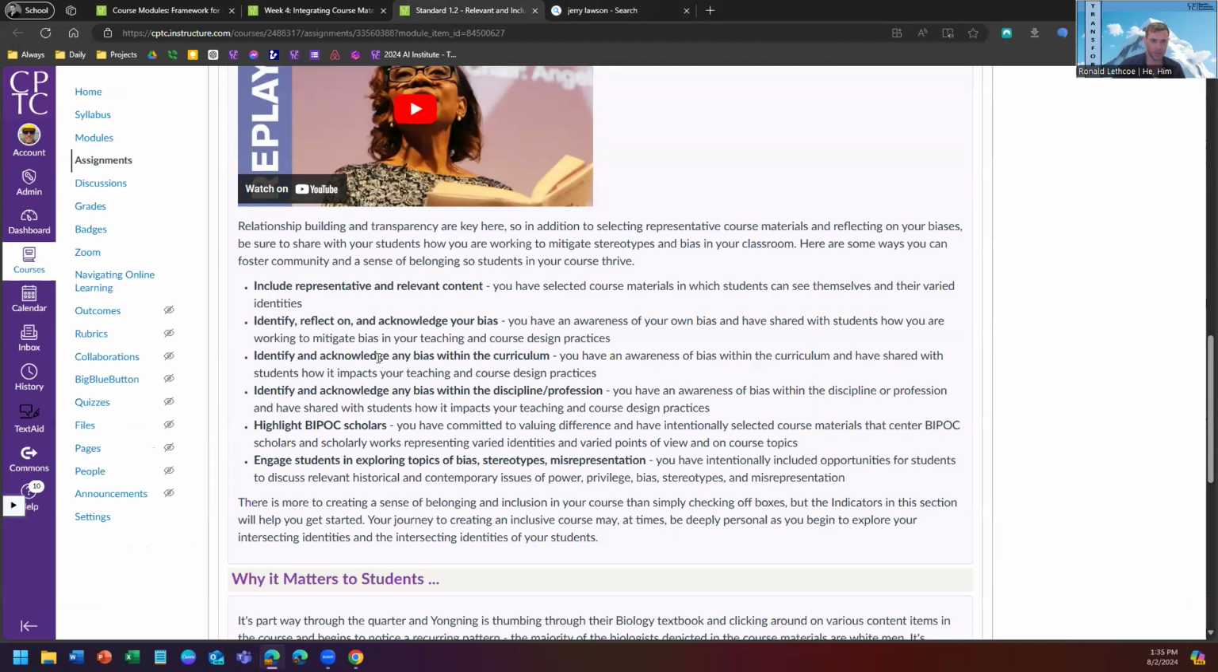Reflecting on, okay, we talked about that. Identify and acknowledge any bias within your curriculum. So as you're going through, and hopefully you're in that mood where you're trying to recognize what people are thinking, why they're thinking it, where they got that view from, and then share it with the students. And how it impacts your teaching and course design.